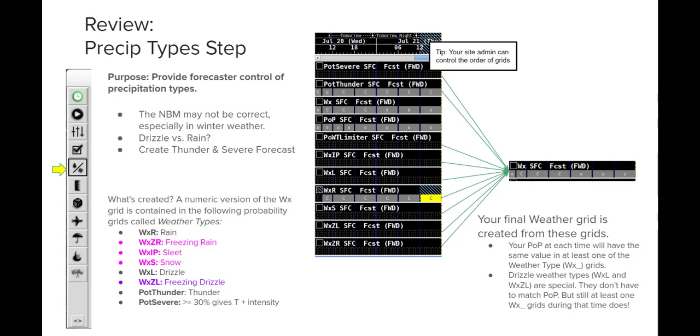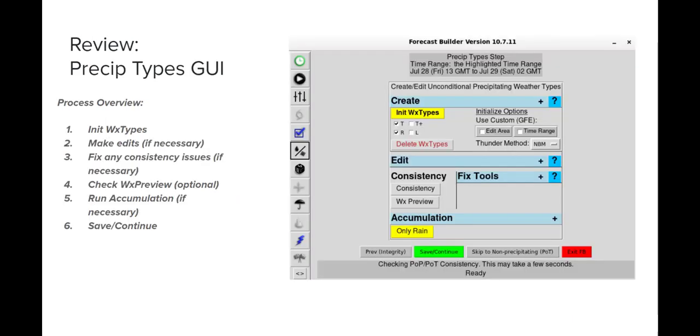Remember that since your final weather grid is created from all of these grids, your POP at each time will have the same value in at least one of the corresponding weather type grids. Drizzle and freezing drizzle weather types are special because they can both be a measurable precipitation type or a non-measurable precipitation type. They don't have to match your POP, but at least one weather type grid during that time period needs to.